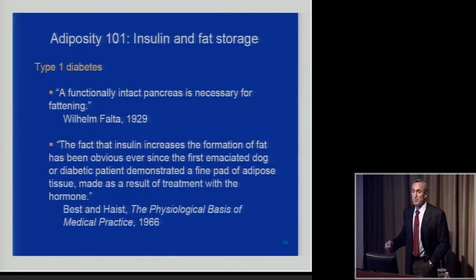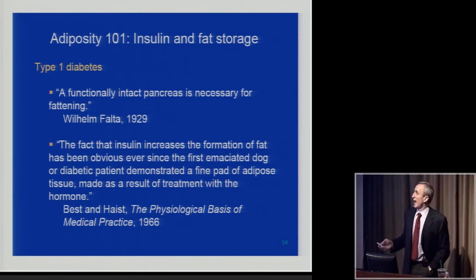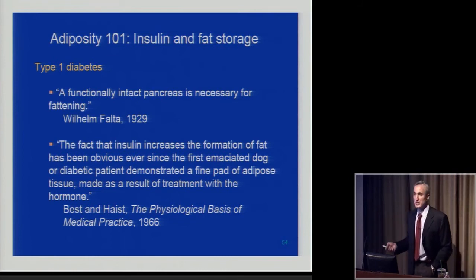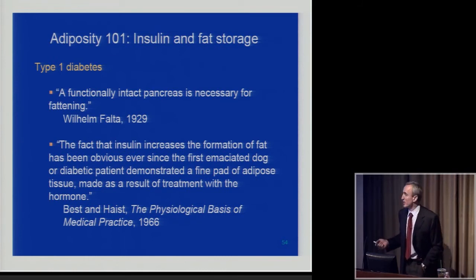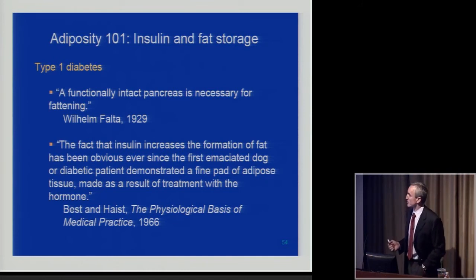And we know this. So basically what insulin does is it puts fat in fat tissue and it keeps it there. And we've known this in effect for 80 years. Type 1 diabetics, they don't produce insulin, so without insulin therapy, they'll die emaciated. Best and Heiss, Best is the best from Banting and Best that invented insulin, put it this way: the fact that insulin increases the formation of fat has been obvious ever since the first emaciated dog or diabetic patient demonstrated a fine pad of adipose tissue made as a result of treatment with the hormone.